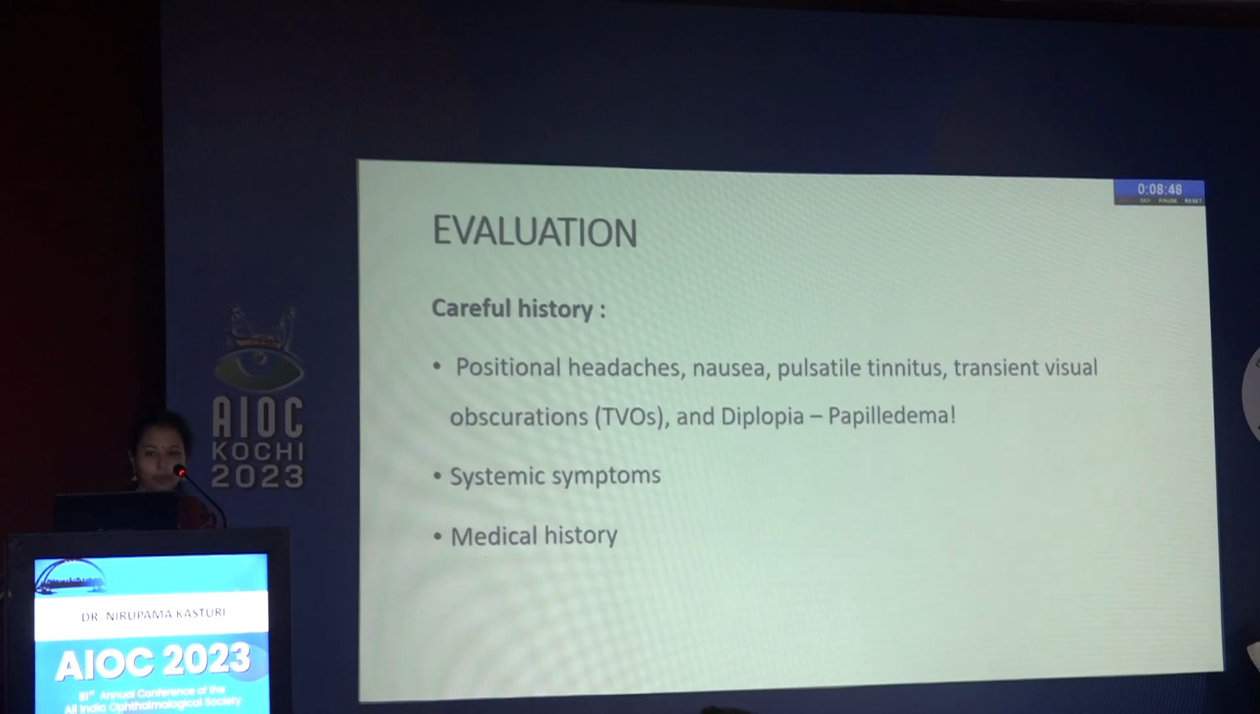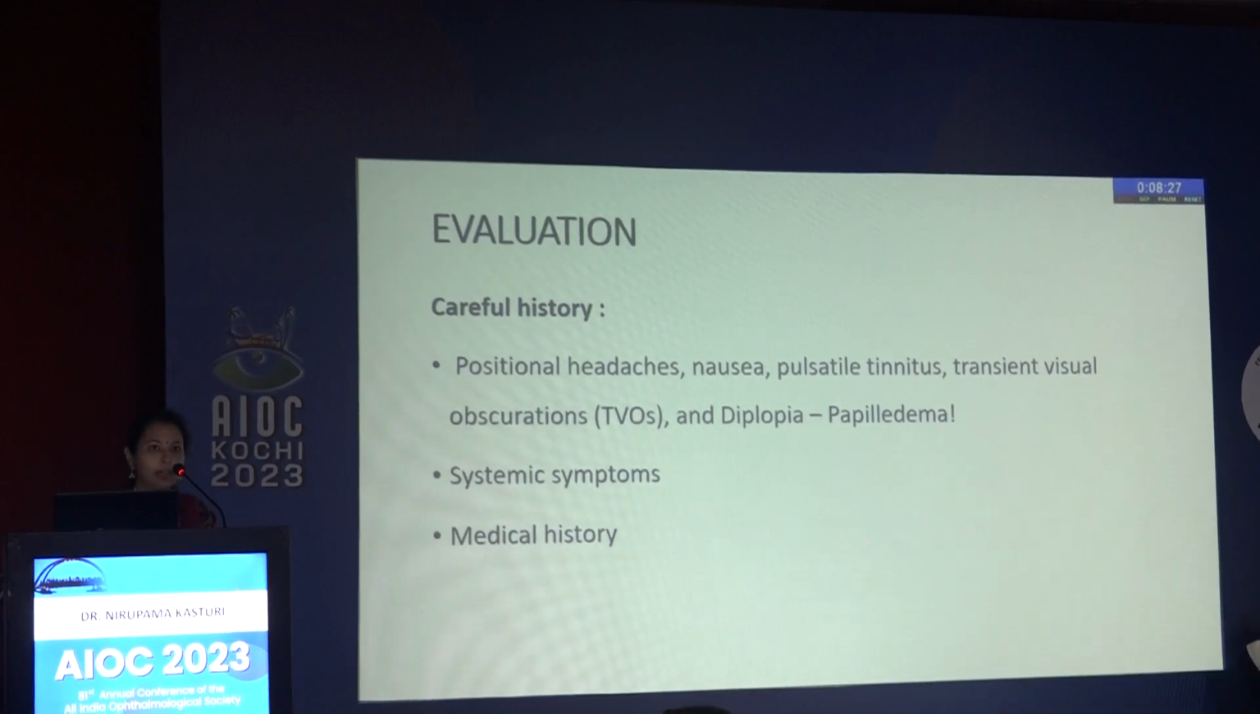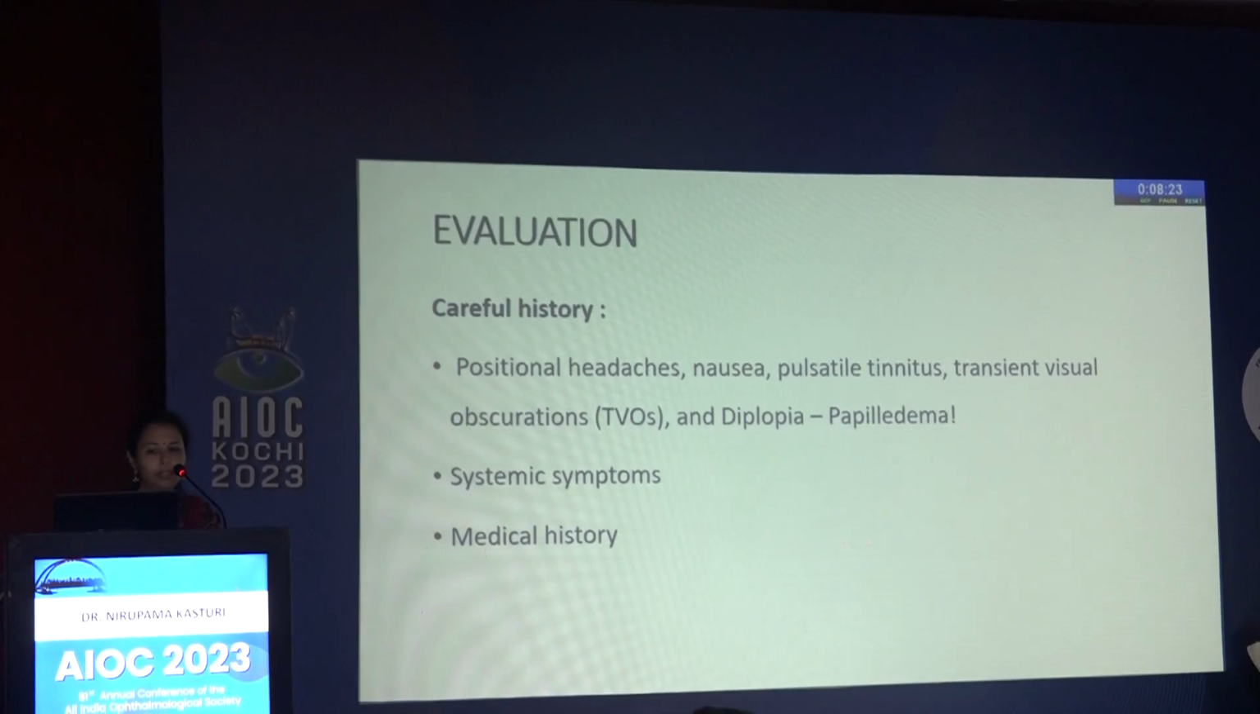First is you take a proper history. So, whenever the patient gives history of any positional headache, especially on bending down and associated with nausea, vomiting, pulsatile tinnitus, or transient visual obscurations, which is also known as amaurosis fugax, then we have to think of raised ICT and papilledema. And when it is associated with bilateral sixth nerve palsy, the patient may also complain of diplopia. So all these are clues towards papilledema.